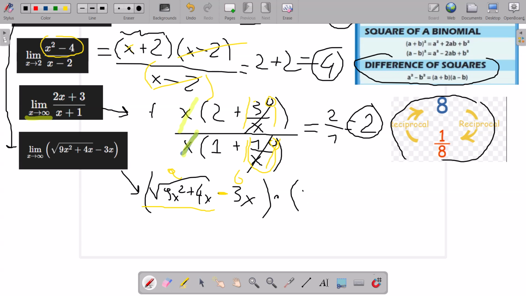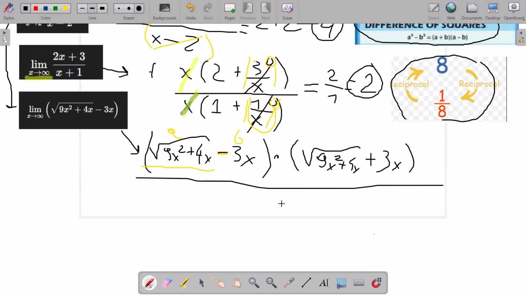So the conjugate will be again the same, but we will have plus 3x, right? Instead of negative 3x, we'll write plus 3x, and here we'll write the same square root of 9x squared plus 4x. This is all in the numerator, and this expression will be written in the denominator: the square root of 9x squared plus 4x plus 3x.